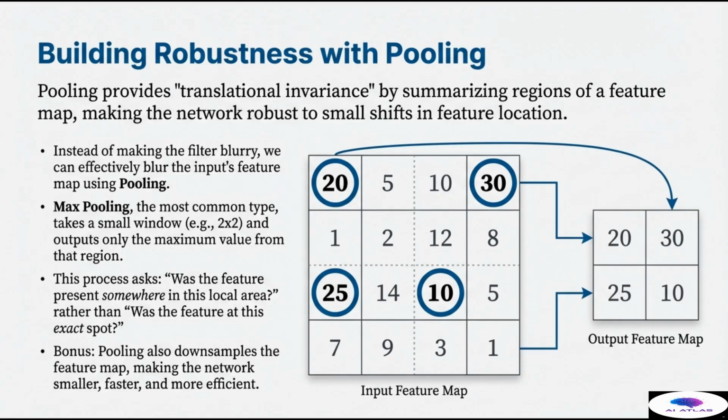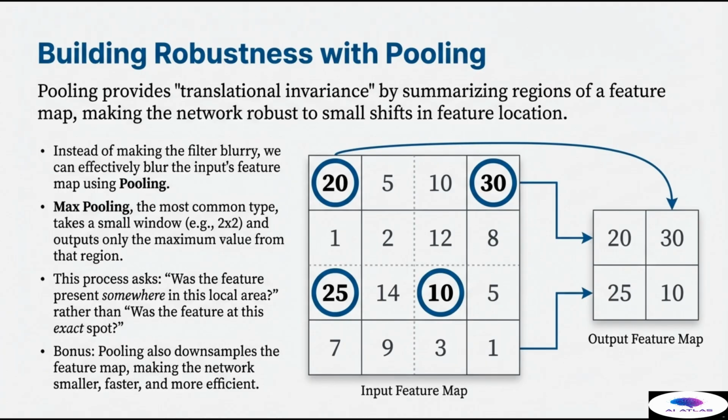Instead of making the filter blurry, we effectively blur the feature map after convolution. The most common form is max pooling. Max pooling takes a small window, often 2x2, and slides it across the input feature map. For every position, it outputs only the maximum value found within that small region. This process asks a fundamental question: was the feature present somewhere in this local area, rather than was the feature present at this exact spot?